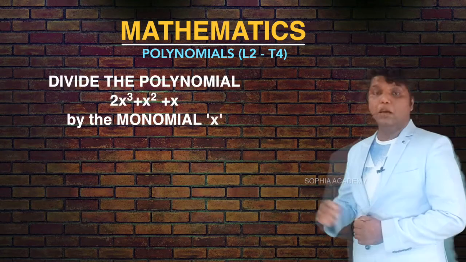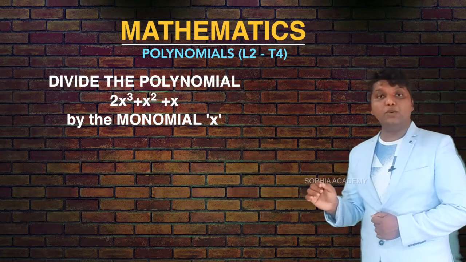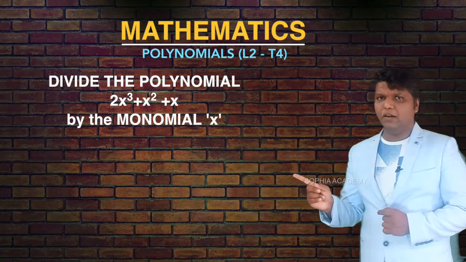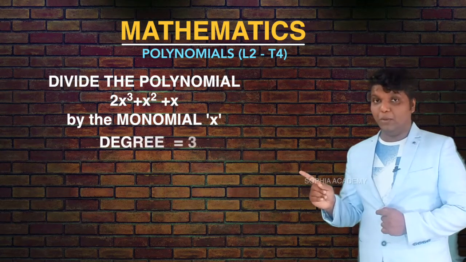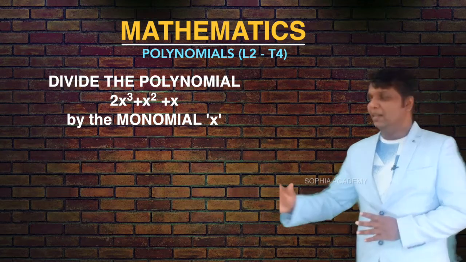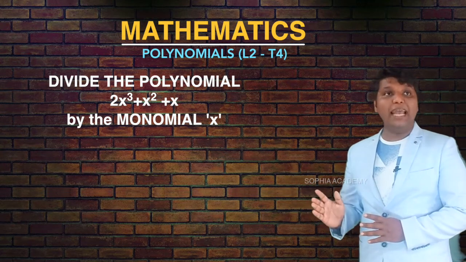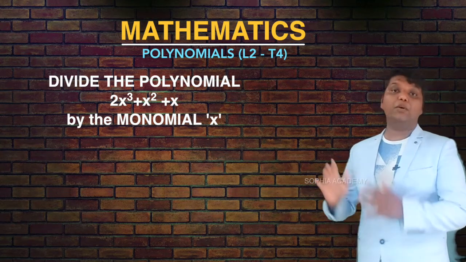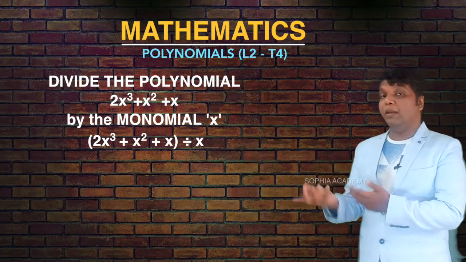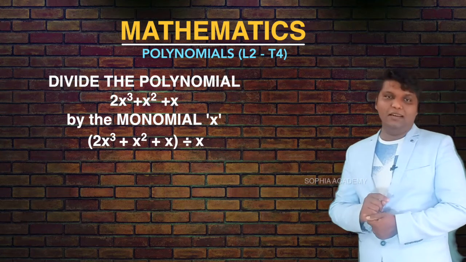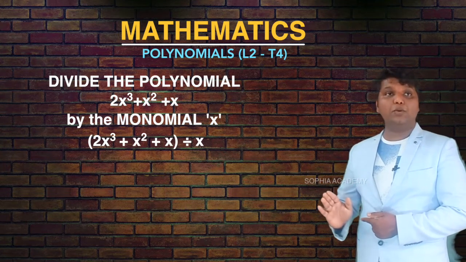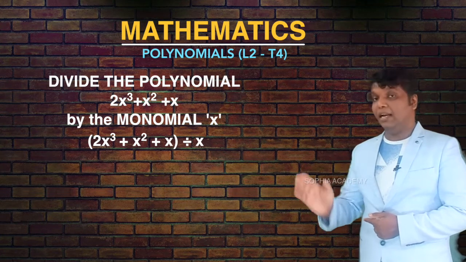Here it goes: 2x cube plus x square plus x. It is a polynomial in x. What is the degree of this polynomial? The degree of this polynomial is 3, because the highest power is 3. I simply asked you, okay. So 2x cube plus x square plus x. Here you can see a polynomial, and let us divide this given polynomial by a monomial x. So for that, what will we do? 2x cube plus x square plus x divided by x.